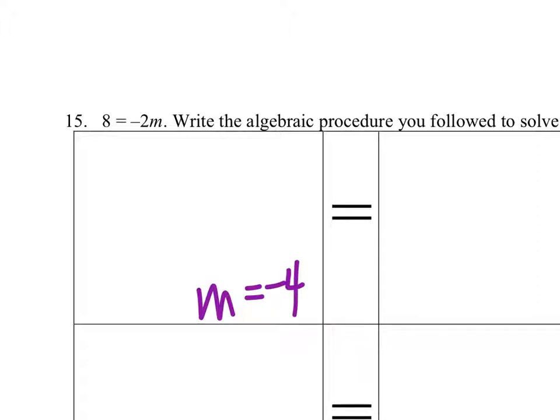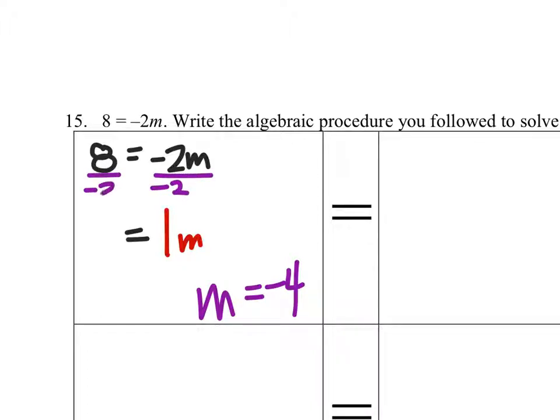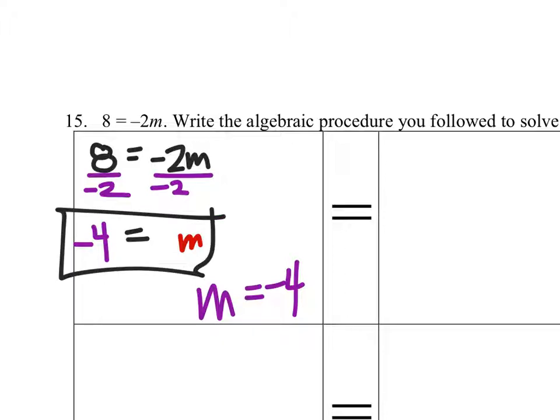Well, how do we get that though? So here I've got 8 equals negative 2m, right? But what I want is a solid 1m. So how do I get 1m out of that negative 2m? Divided by negative 2. So 8 divided by negative 2 is negative 4. And again, we don't really need the 1 in front of the m, but you can. And we see that m is negative 4. That's all we're doing here. We're solving for each letter. What do we need the coefficient of each letter to be?